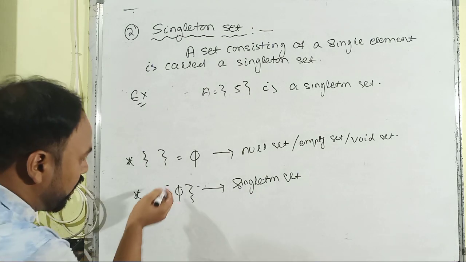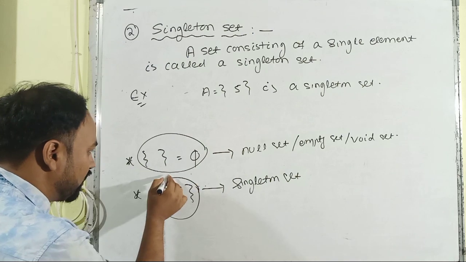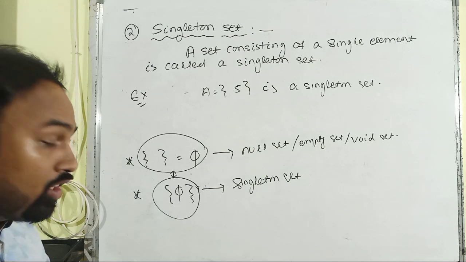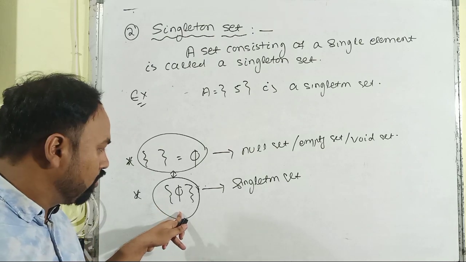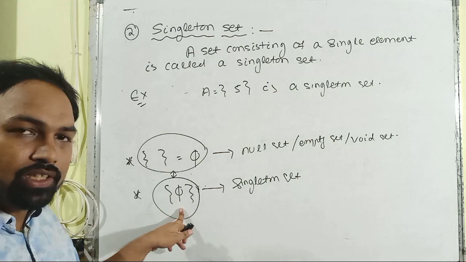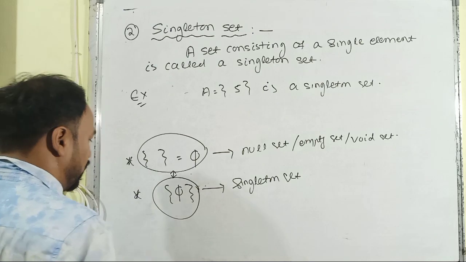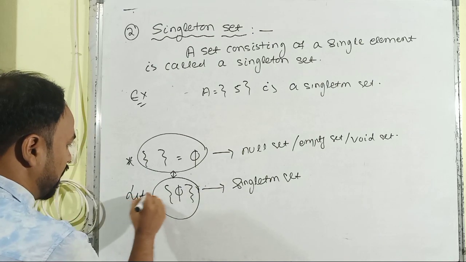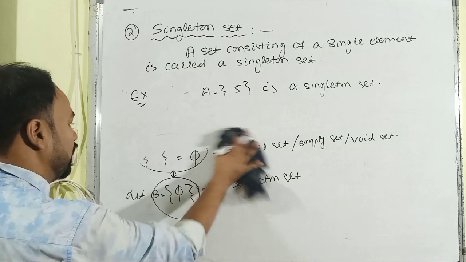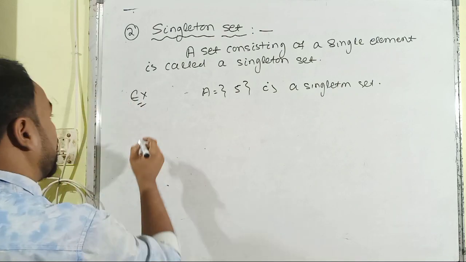So you must be aware of these two conditions. There is a big difference between the phi set and the set containing the element phi. It is a singleton set, and the other is an empty set. You can take it as another set and let us call it V. Here V is a singleton set. Then let us move towards another example based upon the singleton set.